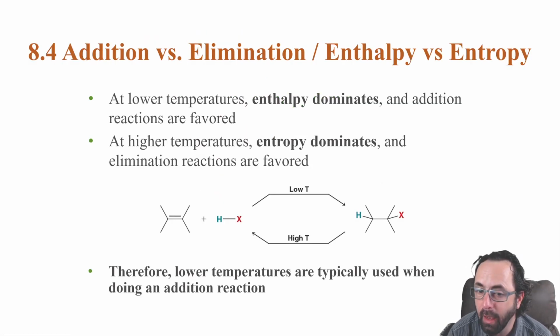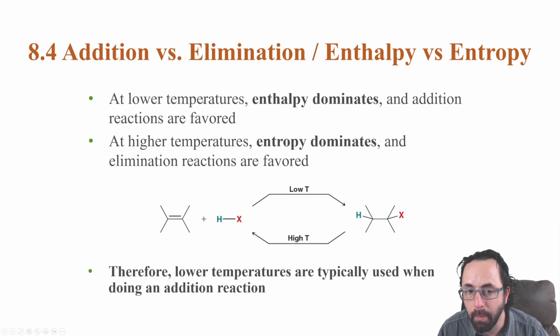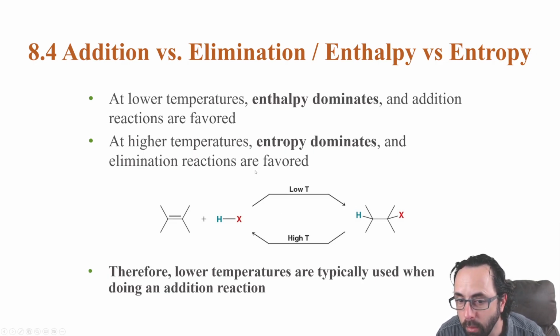As we said, elimination and addition are opposites. Since either one could happen, which one will happen in which conditions? We saw that to make an elimination happen, we had concentrated sulfuric acid, and this would also occur at a high temperature. At lower temperatures, enthalpy will dominate, and so the reaction will go towards the right.